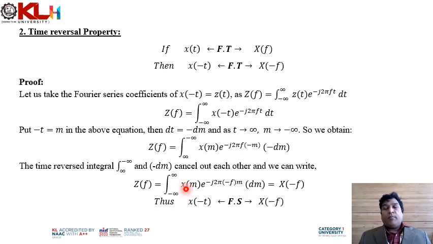So if we compare this equation with the Fourier transform, we can simply see this m is a dummy variable, and here in place of f there is minus f. Therefore, this is a Fourier transform with minus f. Therefore, the output is capital X of minus f.